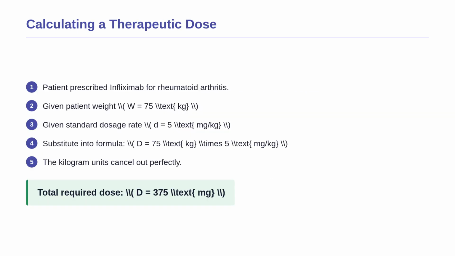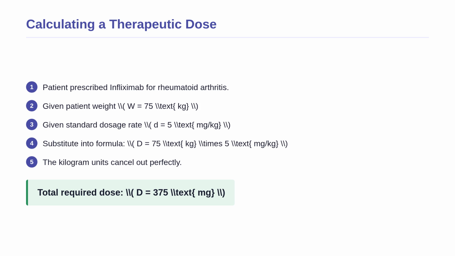Let us apply this dosing formula to a real-world medical scenario. Suppose a patient weighing 75 kilograms is prescribed infliximab, a monoclonal antibody used to treat rheumatoid arthritis. The standard required dosage rate for this specific treatment is 5 milligrams of antibody per kilogram of body weight. We need to find the total dose. We substitute 75 for W and 5 for d.